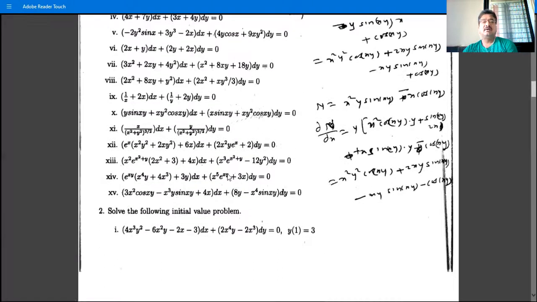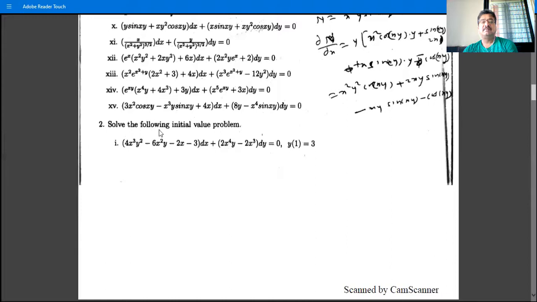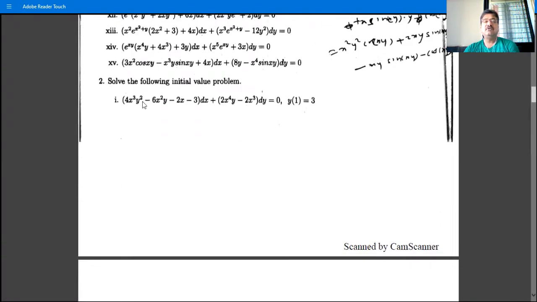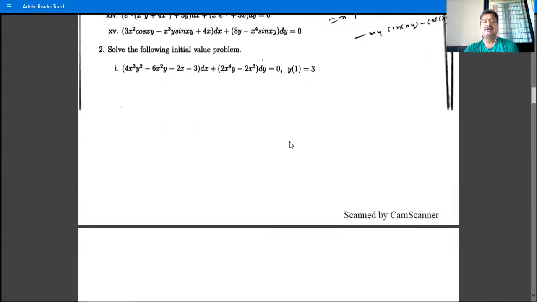These are also problems of the same type, but with the initial condition y(1) = 3. That is, we have to find the general solution and then use this condition.